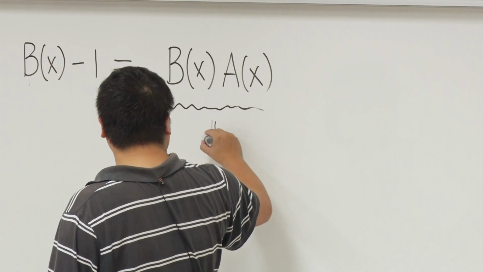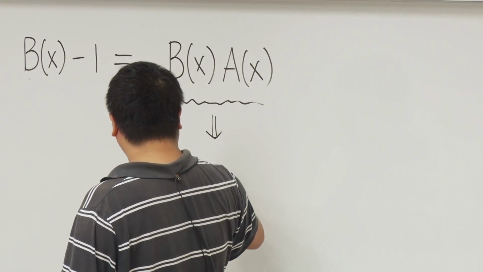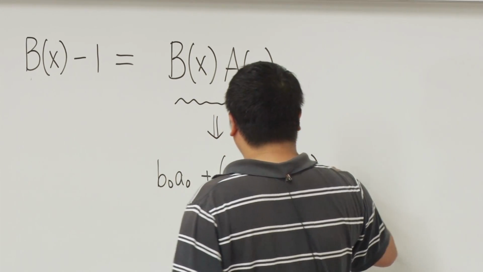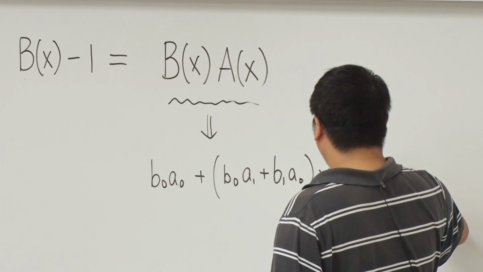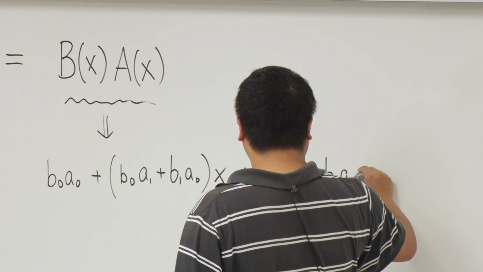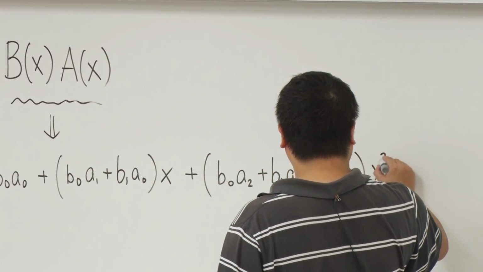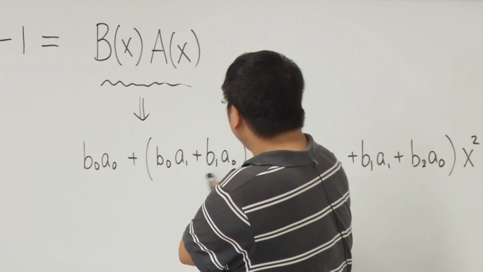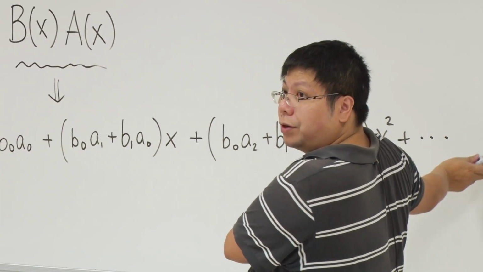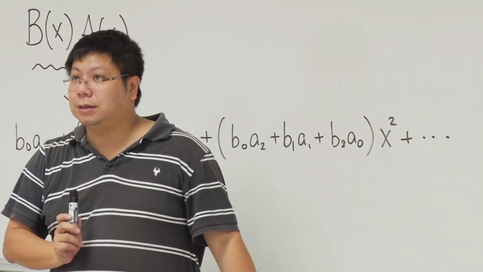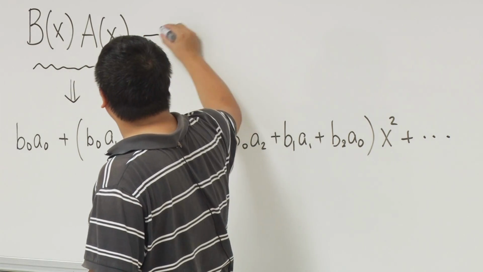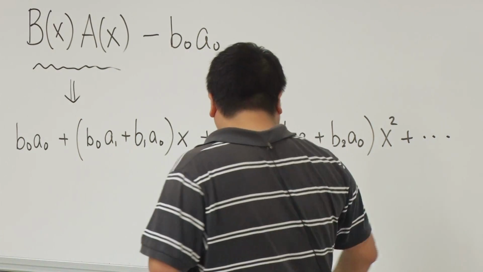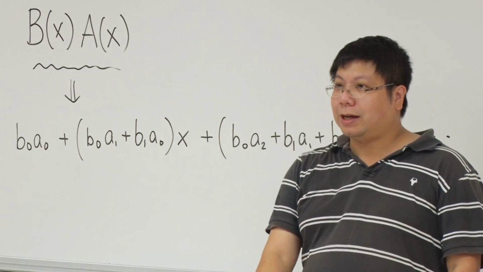b(x) times a(x) is equal to b0 a0 plus (b0 a1 plus b1 a0) times x plus (b0 a2 plus b1 a1 plus b2 a0) x squared, and so on and so forth, right? So compare. On the right-hand side we have this term, and this term, and every term, except we don't have b0 a0. So this one will be equal to b(x) a(x) minus b0 a0. Oh, lucky. a0 is equal to 0, so we don't need to subtract anything, but this is what we should have. Okay? Good.